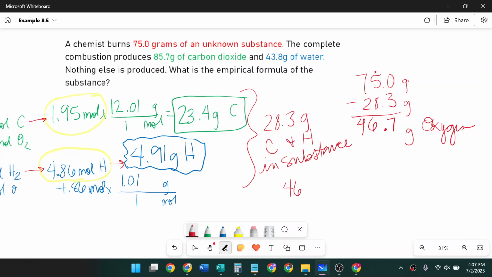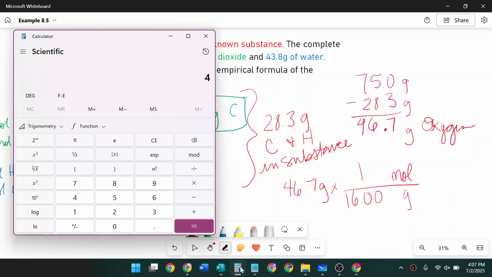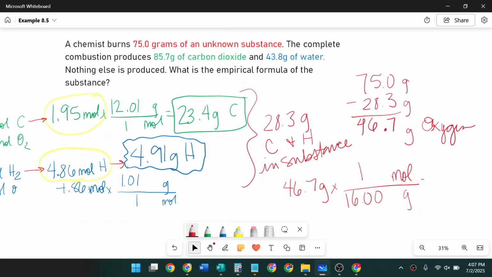So we have 46.7 grams, and we need to convert it to how many moles that is. Again, this is just coming off the periodic table, so for every 1 mole of oxygen, that's 16 grams. So 46.7 divided by 16.00. For this one, we have 3 significant digits, so 2.92. So that's how many moles we have of oxygen in the substance. We have more moles of oxygen in the oxygen that we burn, but we don't care about that because that's not what we're working on here.